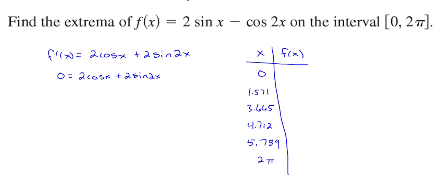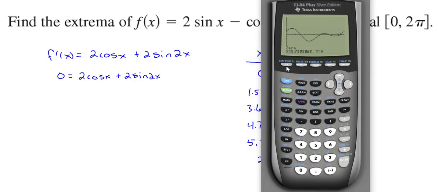Now, where do we plug these values in? In the original. So do we have to change anything? We can just go in here and go to table right now. Oh, we have to change it because this is the derivative, right? All right. Go in here, type something new in. 2 sine of x, right? Was it minus cosine 2x then?